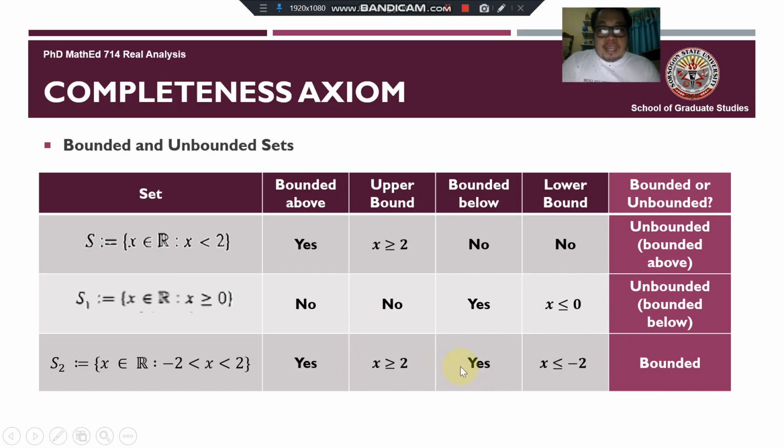As you can see, as mentioned a while ago, we can only consider a set to be bounded if both conditions, being bounded above and bounded below, are satisfied.